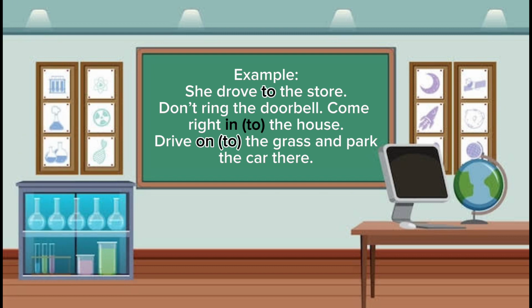In the first example, she dropped to the store, the preposition of direction here is to the store. In the second example, the preposition of direction here is into the house. And the third example, the preposition of direction here is onto the grass.